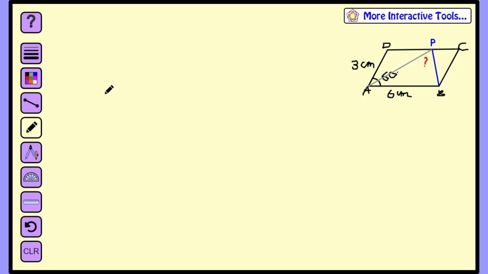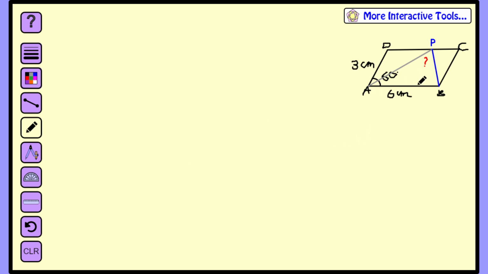Let us construct a parallelogram as per the given specifications. We have been given that AB is 6 centimeters and AD is 3 centimeters and angle DAB is 60 degrees. You are further asked to bisect the angle DAB and let the bisector meet DC at point P. And then you are finally expected to measure angle APB.